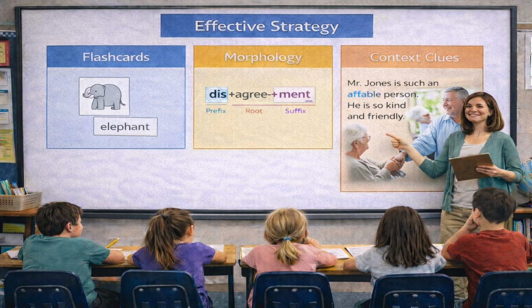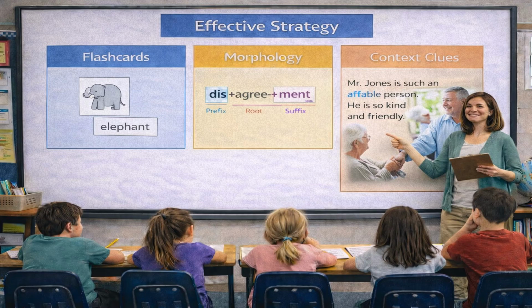Now, let's look at the word disagreement. This word is best taught using morphology. The teacher starts with the root word agree, which students already know. Then, the teacher explicitly teaches the meaning of the prefix dis, which means not, and the meaning of the suffix ment, which turns the word into a noun. After that, students can conclude the meaning of the word disagreement by themselves, as not agreeing. This helps students analyze words and build new vocabulary independently.